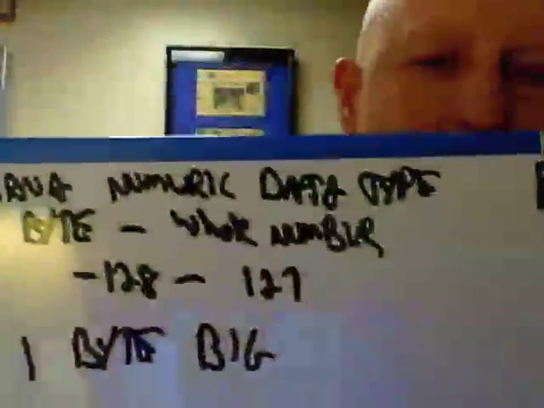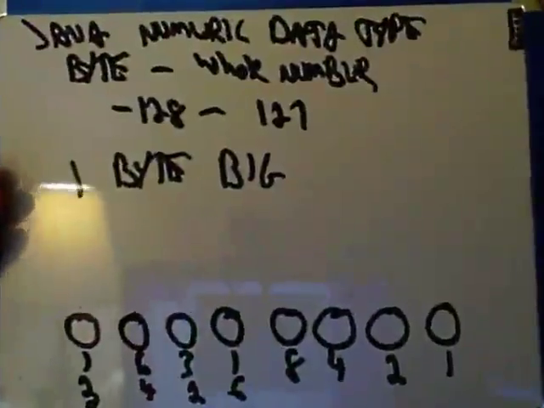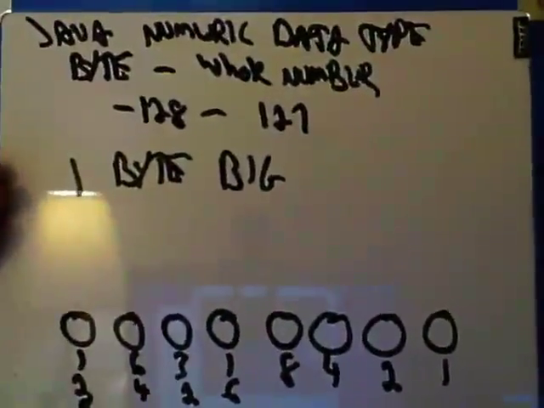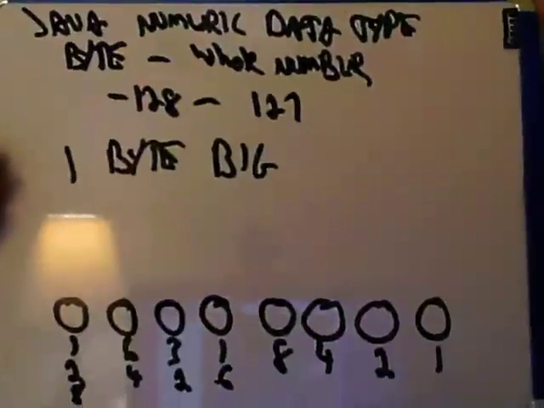C++ doesn't have a byte. C++'s smallest whole number is a short. Okay, so here's what we have. In Java, we've got this numeric data type called a byte, whole number, 1 byte big. Its range is -128 through 0 to 127.